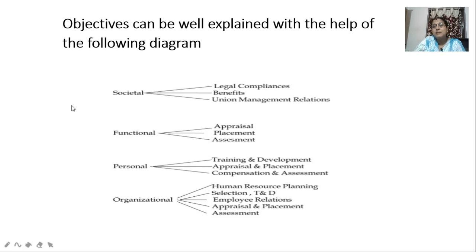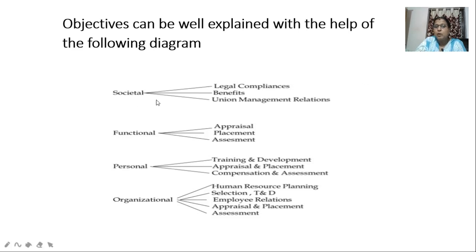There should be a reconciliation between the individual goals and the organization goals. They should go hand in hand. They should not be separate from each other. And here in this snapshot, please look at this chart, in this diagram, we have the four divisions. Objectives can be well explained with the help of this.